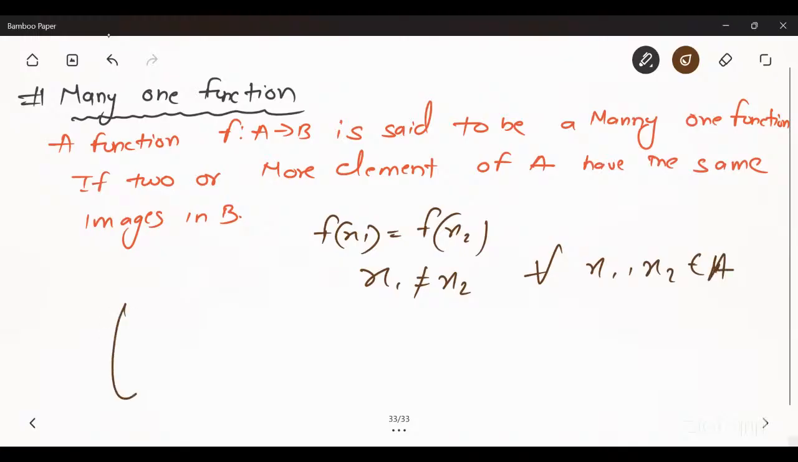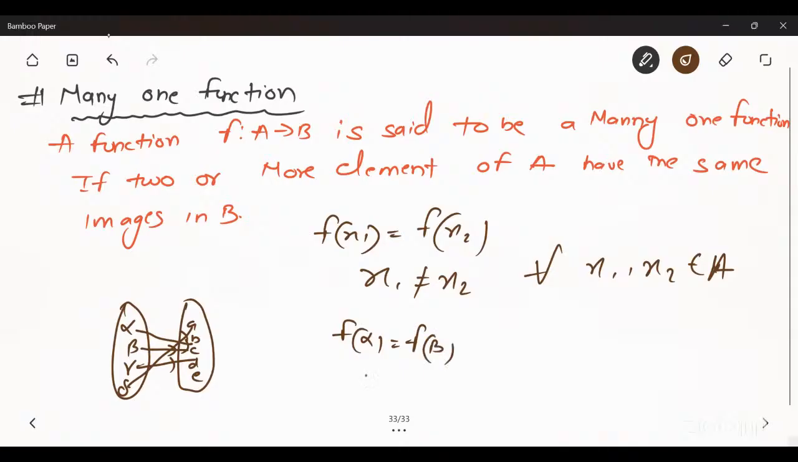Taking another example: alpha, beta, gamma, delta, and here A, B, C, D, E. Alpha is related to C, beta is related to C, gamma is related to D, delta is related to A. In this function you can see that C has two pre-images, alpha and beta. So f(alpha) is equal to f(beta). They both have the same image C, but alpha does not equal beta. So that type of function is known as a many one function.